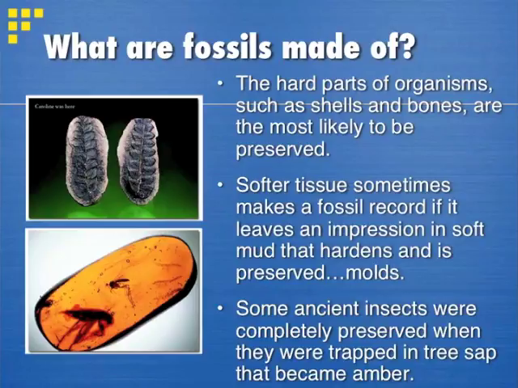But the softer tissue can make a fossil record when it leaves an impression. If you ever put your hand in cement before it dried and created a mold of your hand, those are still fossils, because it leaves a record that something was there. There are also some ancient insects that were preserved in tree sap, and then that tree sap hardened and became amber, and therefore the insects were completely preserved within those. So fossils can be a few different types, and the different types can actually tell different stories as well.